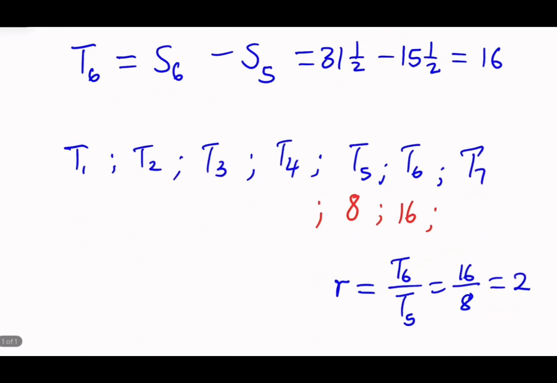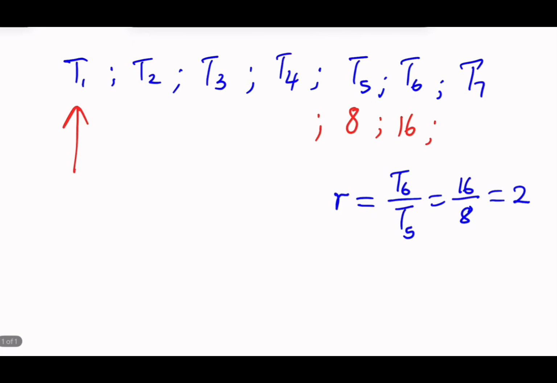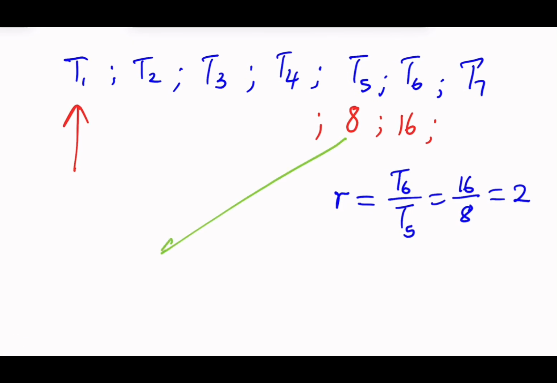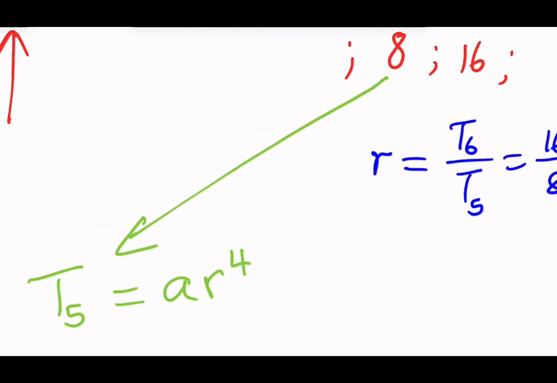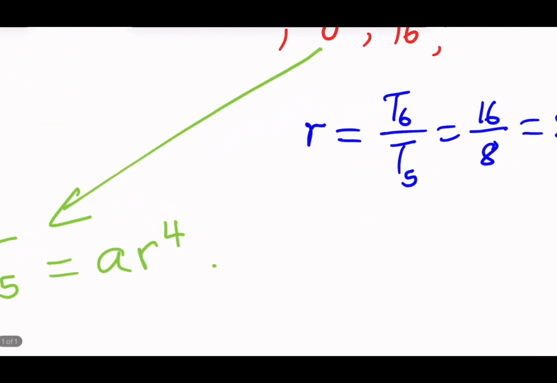And then I need to find A as well. A would have been nice if I knew T1, but I don't know T1. So I need to find A using another strategy here. One strategy I'm thinking about is I know for sure T5 in a geometric sequence is just AR to the power 4. And that's important information because I can just say this means AR to the power 4 is equal to 8.